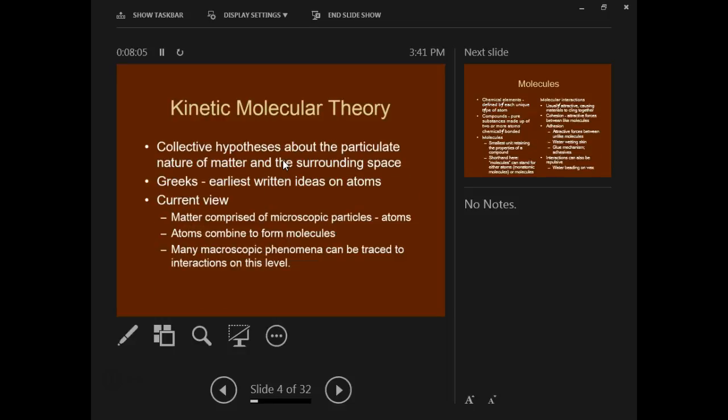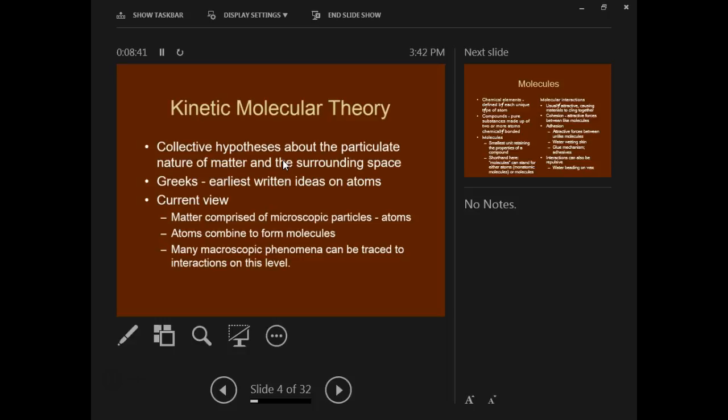So as we said, we're going to start with the microscopic, molecular theory. What's going on at the molecular level? Okay, now this is a theory. No one really knows what's going on at the molecular level because no one can see what's going on at the molecular level. You can't measure it, but the theory supports this, and the theory is based on this. It's a collective set of hypotheses, multiple ones, about the particulate nature of matter and its surrounding space.